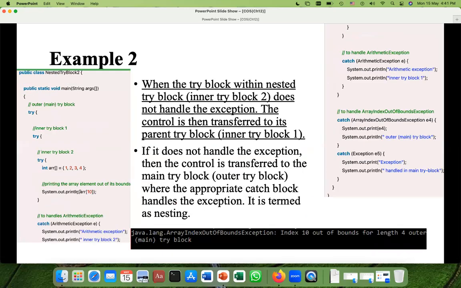Here the exception is occurring. That is with respect to this array, but this is not with respect to that array. So that catch block will not execute. That will also not execute. That will be executed because they are not matching.